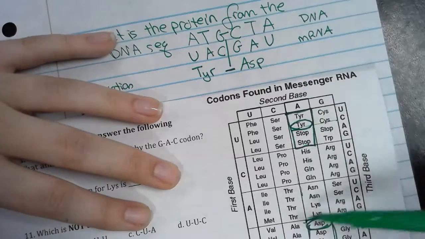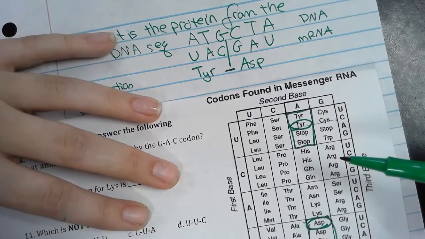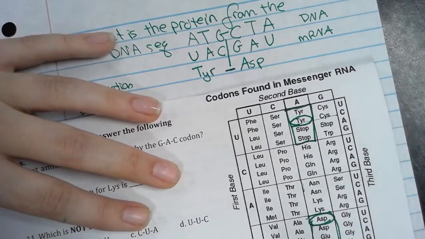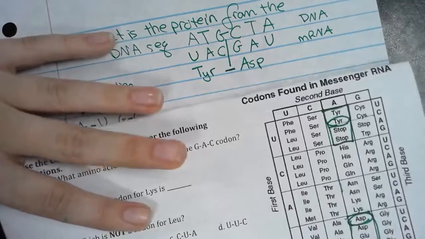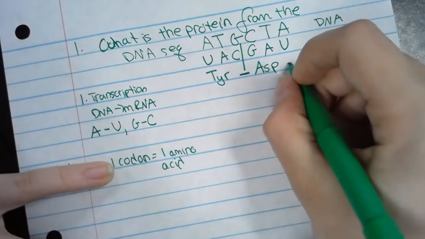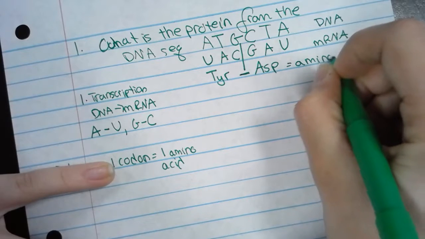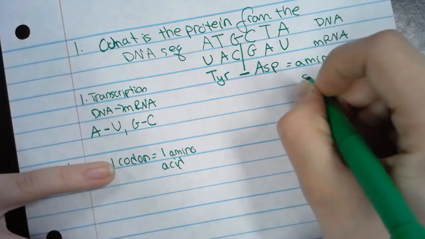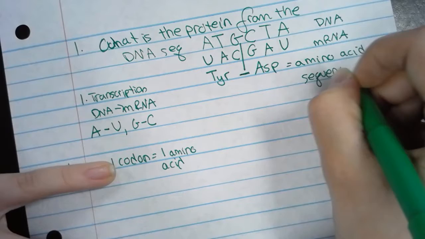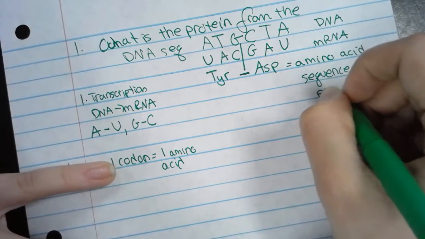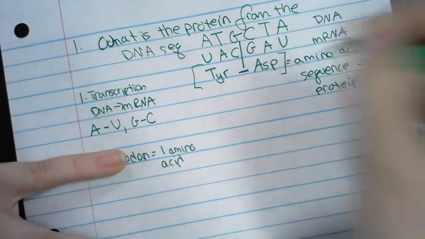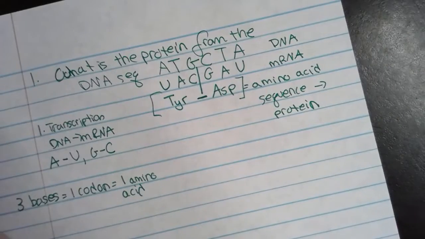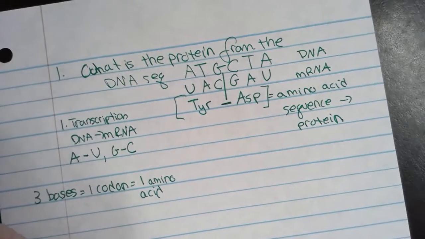All these little letters simply represent abbreviations of amino acids. When I have amino acids put together, that makes a protein. So this is going to be my amino acid sequence, which is my protein. And this is what my answer would be. Once you finish this, show me your notes and then you can get started on the practice.